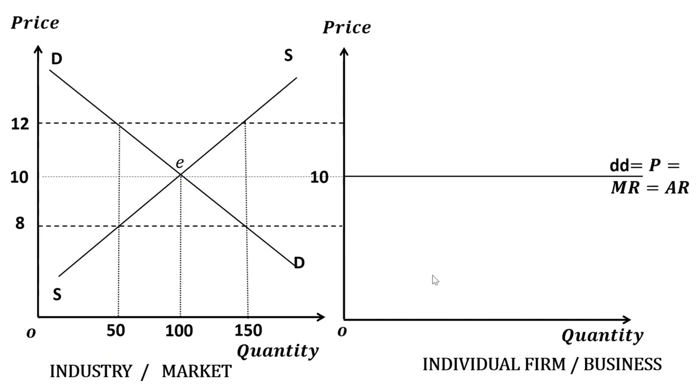Now let's look at the individual firm further. The individual firm is faced with a horizontal demand curve. It is perfectly elastic. A small increase in price will have a zero effect on demand. The individual business can offer any quantity of goods at the market price. And this confirms the fact that the firm has no influence over price.